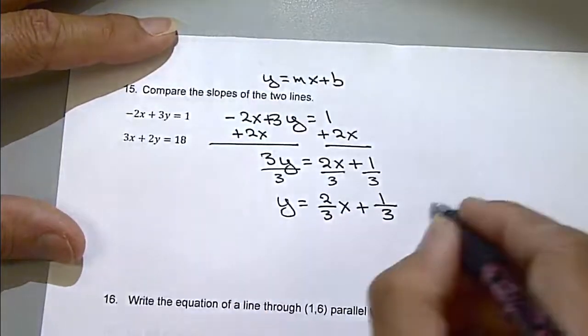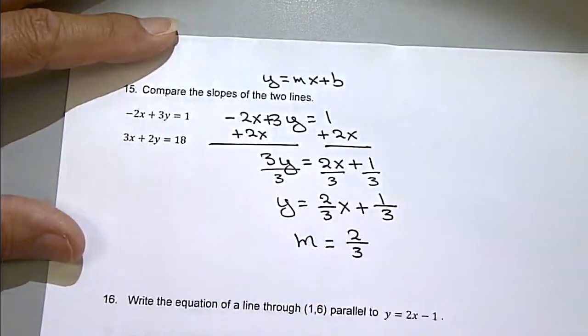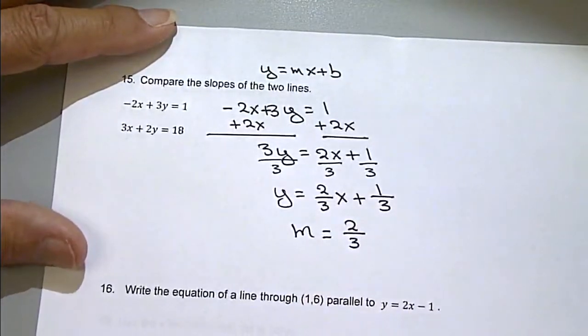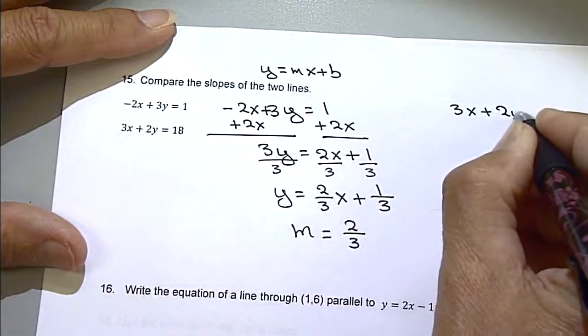So my slope here for this one is 2/3. Good with that, everybody? All right, next one. We've got to get it into y equals mx plus b format.